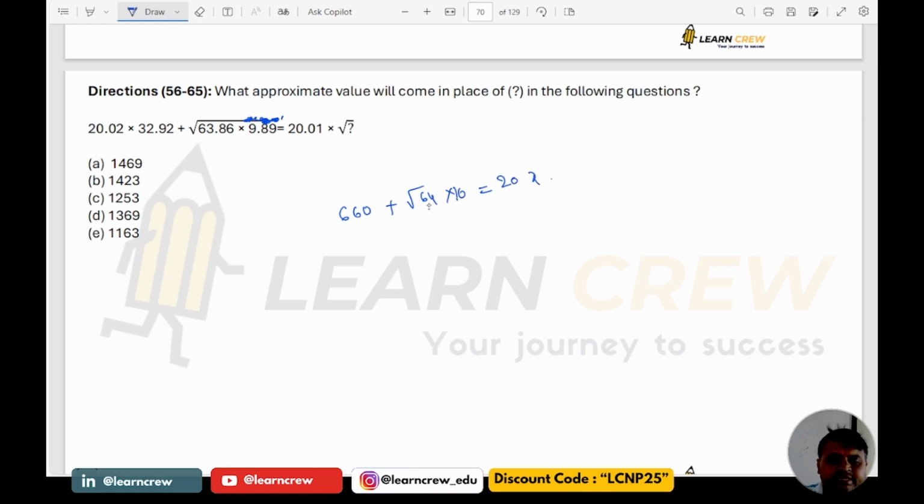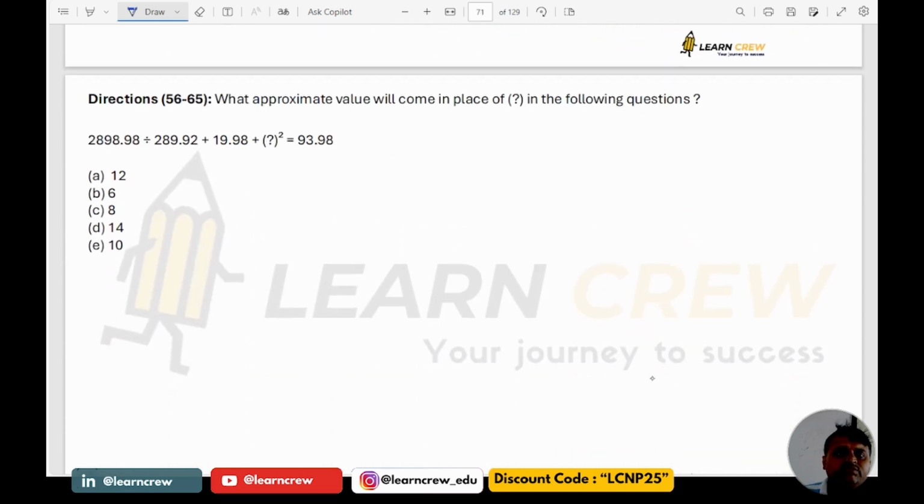8 tens are 80. So you are going to get 660 plus 80, 740, 740 by 20. So X is equal to 740 by 20, which is 37. But it is the square root of X, right? So X is equal to 37 square. 37 square is 1369. 1369 is the answer. Now next, 56 to 65.